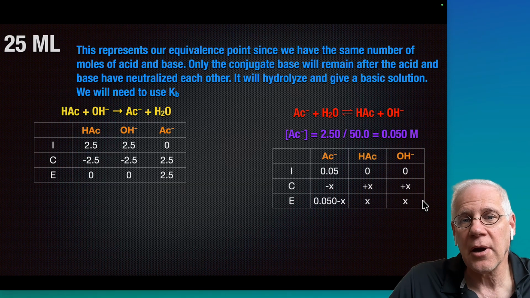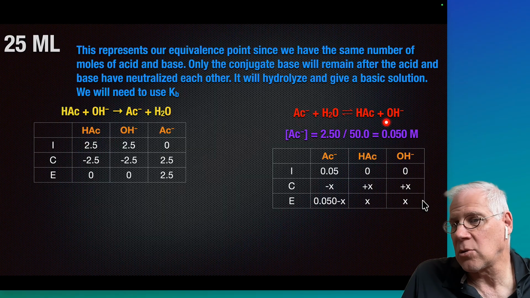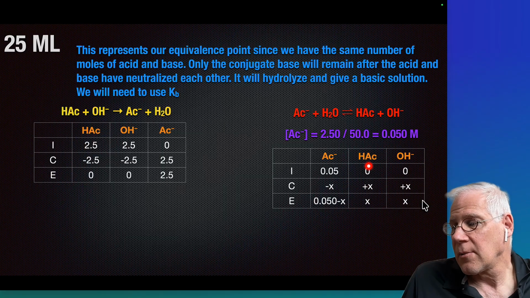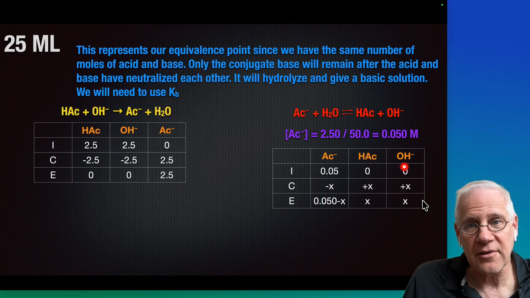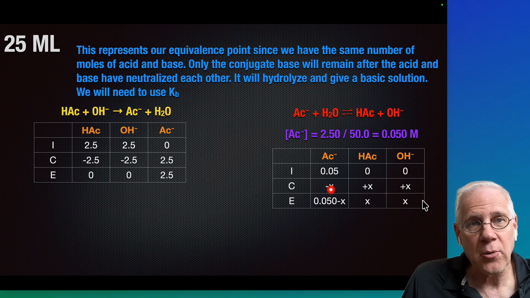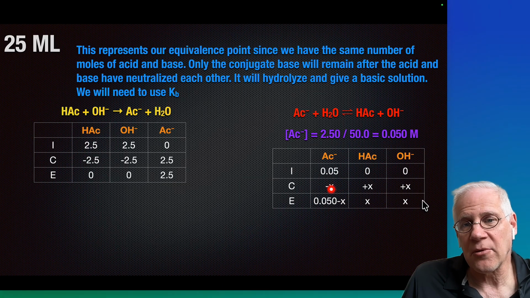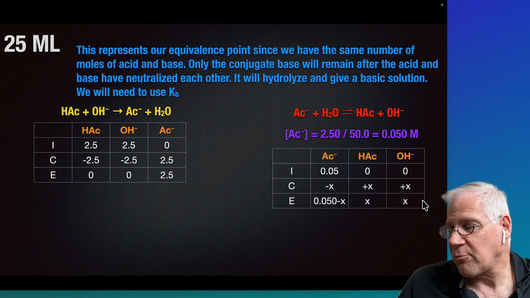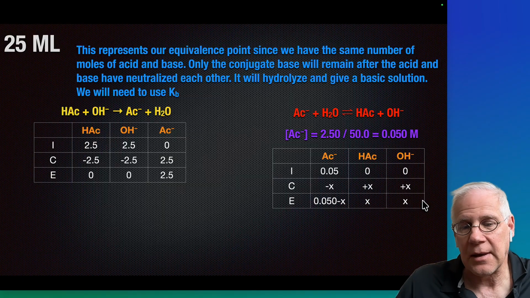Now I can set up another ICE box based on this equilibrium here. And so I'll have 0.05 for my acetate. There's no HAc left from the original reaction. There's no OH minus left in the original reaction either. Because it's an equilibrium and we're working with a weak base, we don't know how much change is going to take place. So some of this acetate is going to react with water and form X amount of HAc and X amount of OH minus. We're going to lose X amount of the acetate. So we have 0.05 minus X, X, and X.